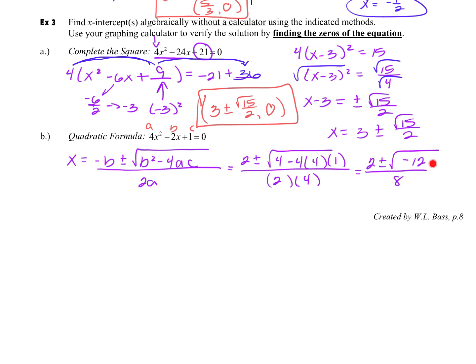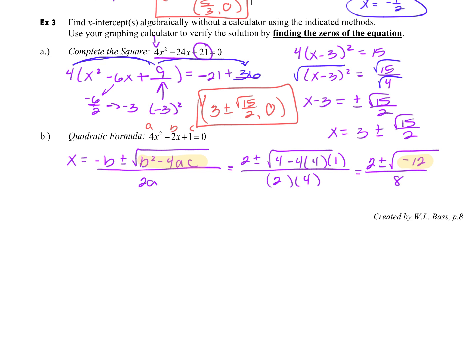What I want to emphasize here is this negative 12. This negative 12 is this b squared minus 4ac, and this is called the discriminant. Notice that we now have a negative number under our radical, so we are going to need to work with our imaginary numbers. At this point, I'm going to go ahead and simplify or separate.